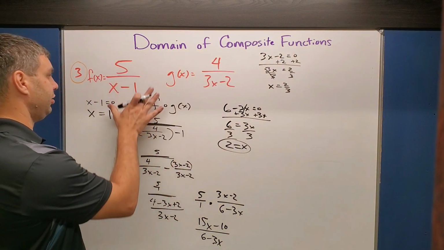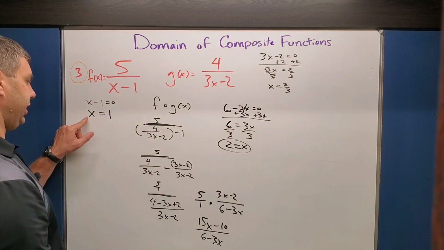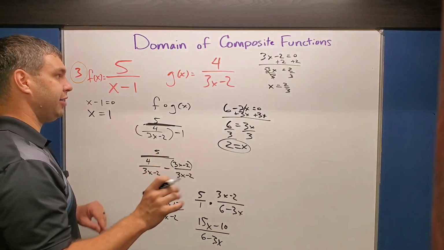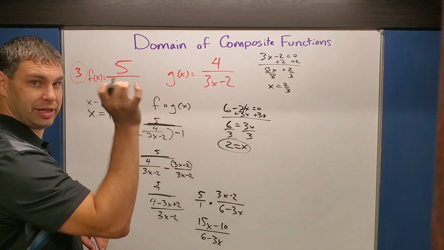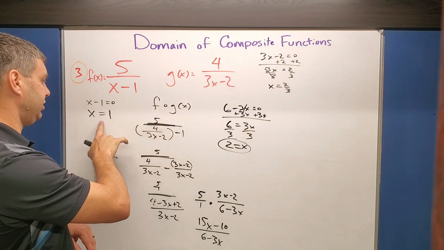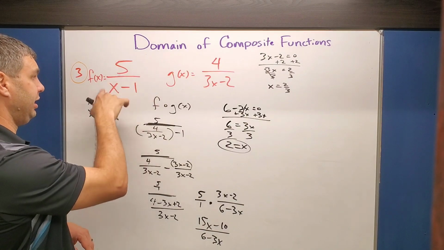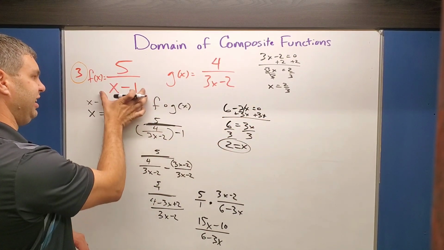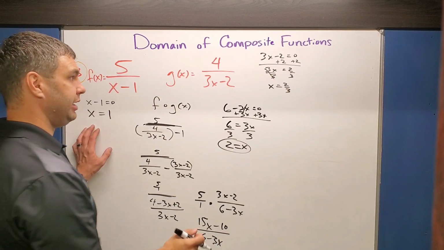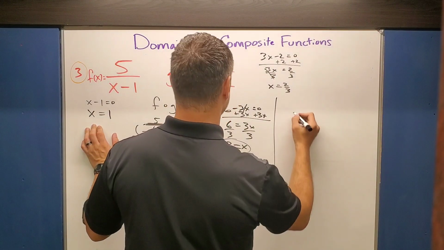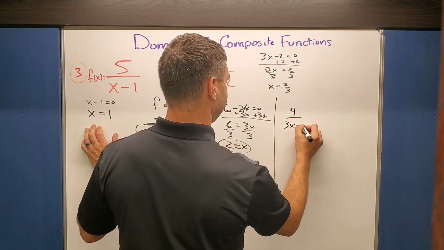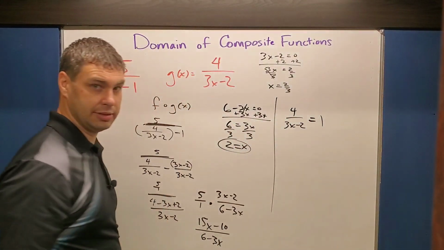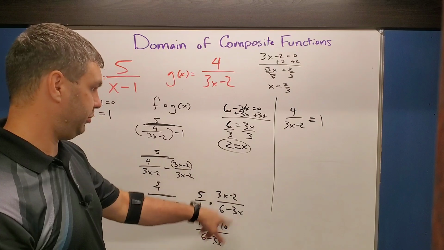However, remember, why did we even find this? Why did we find x equals 1? Because I need to find values for g that when I input those values, it's going to give me 1. And because I'm doing f of g of x, I'm inputting g into the f, it can't equal 1. So the shortcut is just to take g of x, I'll do it over here, 4 over 3x minus 2, and just figure out when does that equal 1. And you're going to notice that it's going to also be 2.